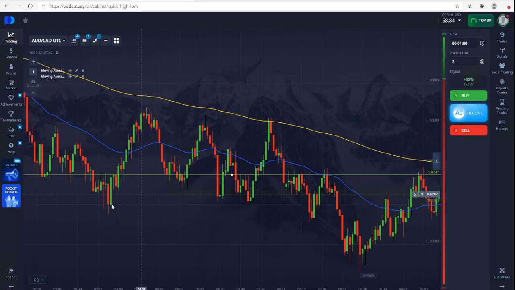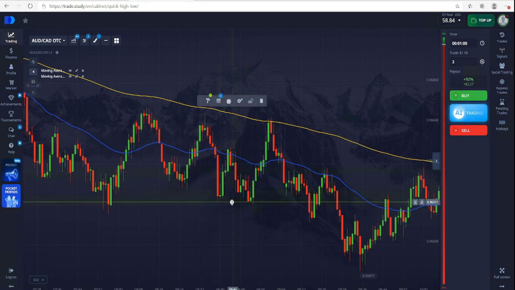Alright, so that we have multiple pairs. You can see that same area held. Price is just playing around with all this manipulation. So this would have been the main area.